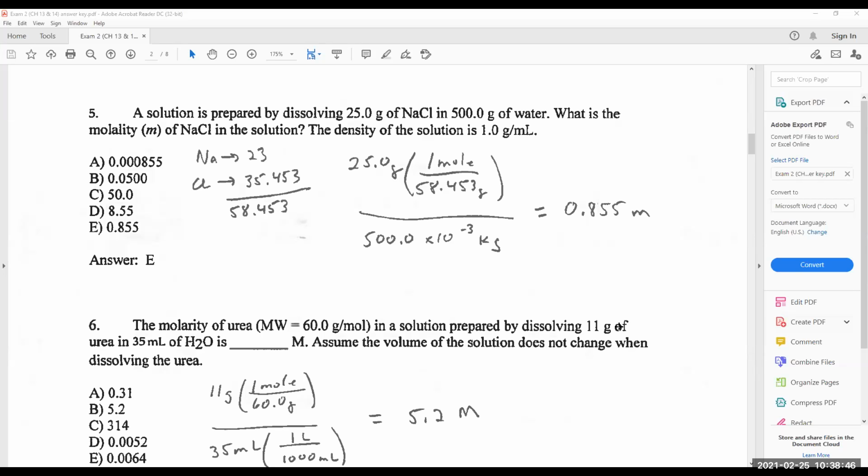And then the amount of water was given in grams, and it needed to be expressed as kilograms. So you needed to convert that 500 grams of water to kilograms. And if you did all that correctly, you would get a value of 0.855 molal.